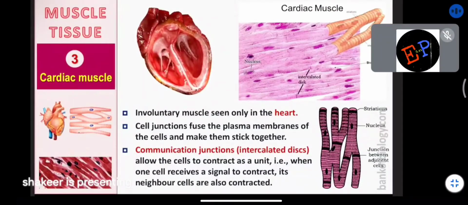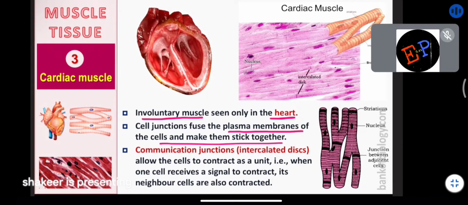Next, the third type of muscle which we are seeing is called cardiac muscle. These are involuntary muscles seen only in the heart. You can find these muscles only in the heart. Cell junctions fuse the plasma membranes of the cells and make them stick together. What is the meaning of this? One cell and another cell are connected by junctions, no? In the case of heart, these junctions get fused with each other. It means all the cells are connected by a very large layer.